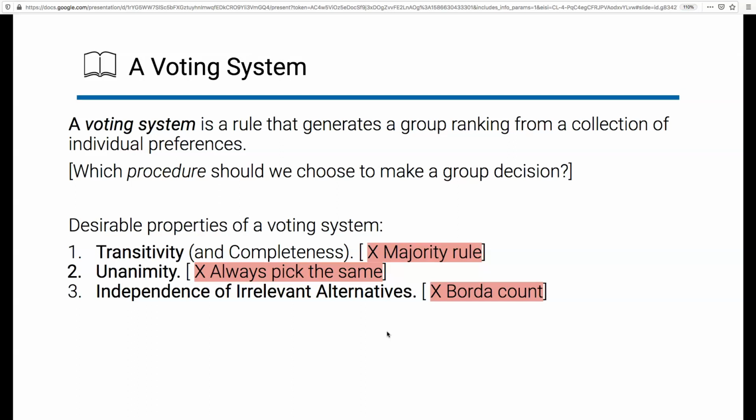You throw in extra alternatives and the outcome of the comparison, the group ranking, may be altered. So X is preferred to Y, but once Z is present, Y can be preferred to X. So that's a problem. And so the impossibility theorem simply says that you can't really get all these three properties in a voting system unless that voting system is a dictatorship.